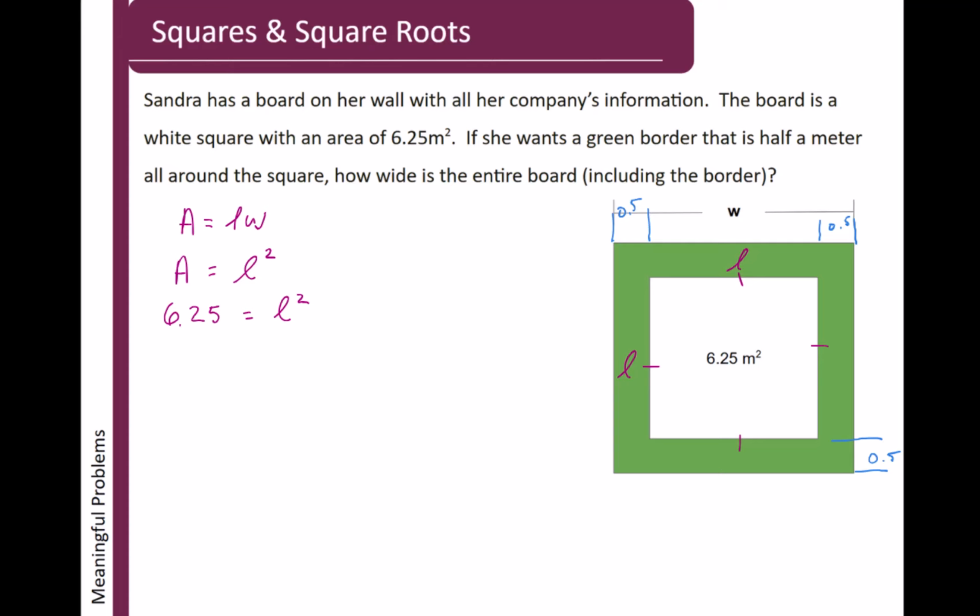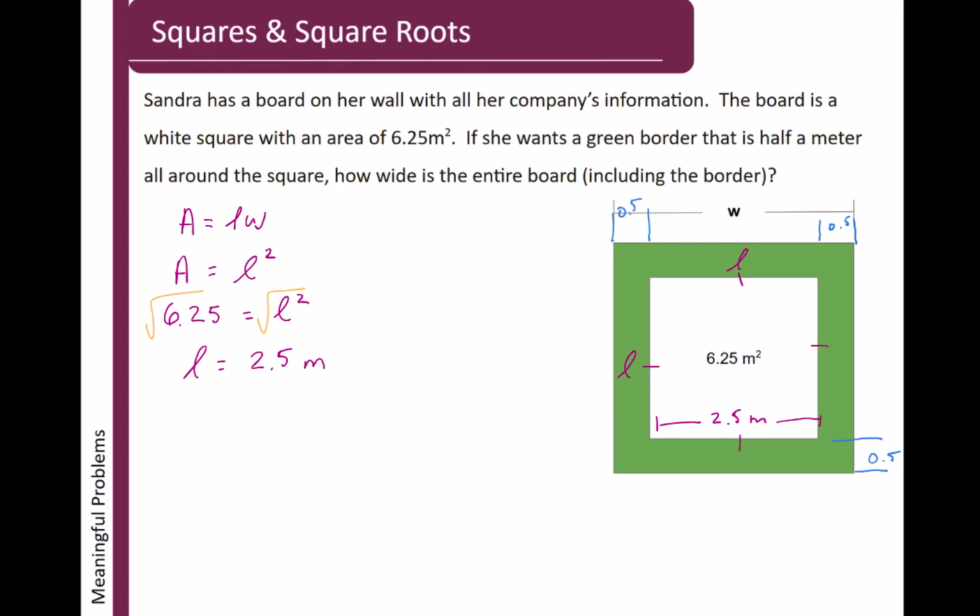So the opposite of squaring is square rooting. So I'll square root both sides. And that will solve to L equals 2.5 meters. Because area is done in square units, but length, because that's this length here, is done in linear units. So it's just meters. We're so smart.